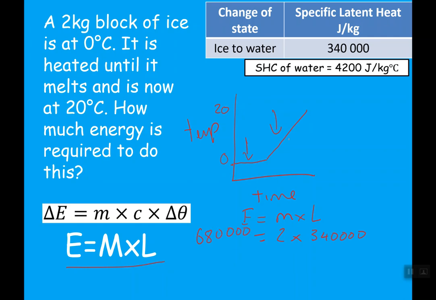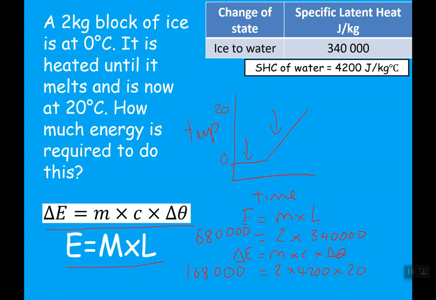Right, the second stage, we're changing the temperature here, so we need this equation. So we need E equals, or delta E, equals m times c times delta theta. Mass is 2. Specific heat capacity of water is 4,200. The change in temperature is 0 to 20, so that's 20 degrees Celsius. So all we need to do is do 2 times 4,200 times 20, and that will give you 168,000 joules. Now what we need to do is we need to add that to 680,000 joules, and you should get 848,000 joules. That is the total energy required to do that.